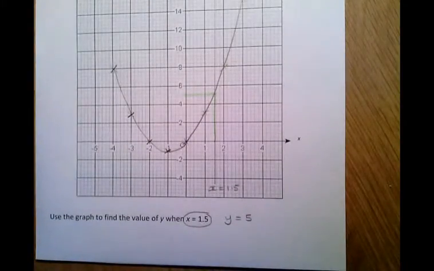Okay, that's the end of just those few questions on different types of graphs.